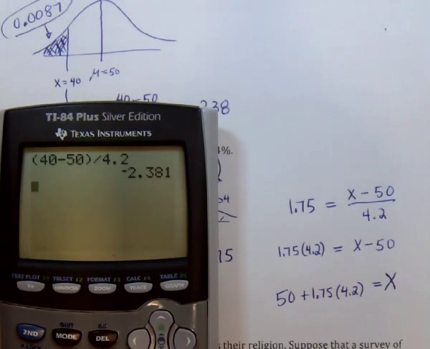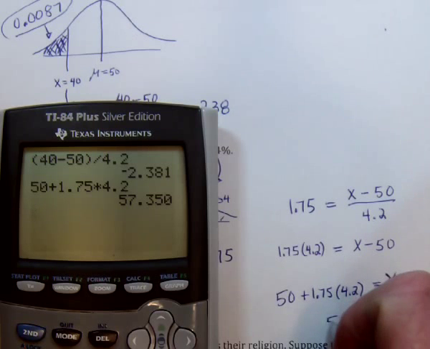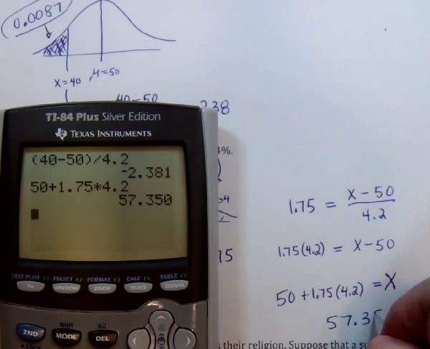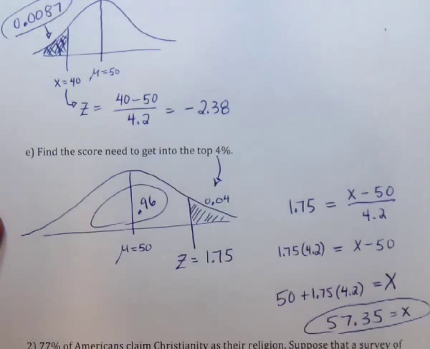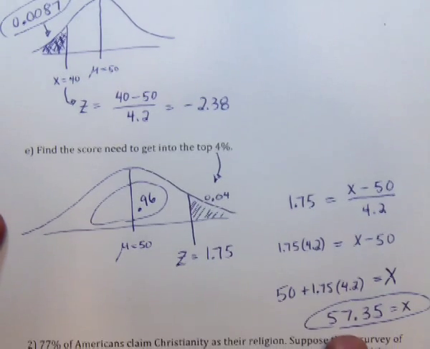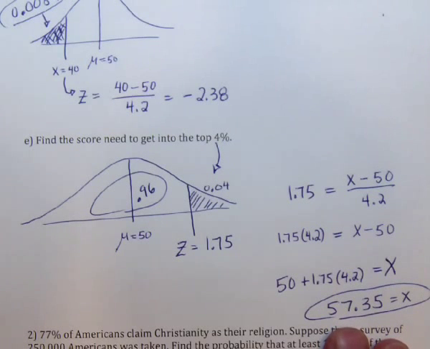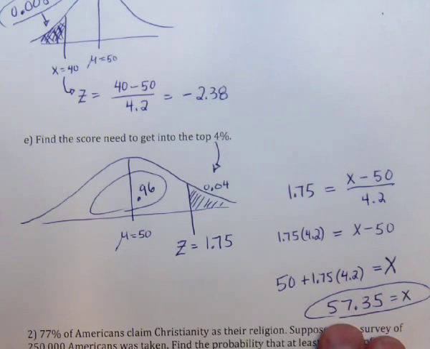So then that will be 50 plus 1.75 times 4.2. Or in other words, it's saying take the average of 50 and go 1 3/4 standard deviations to the right. And the score is 57.35. So whatever this situation was, that's the score you would need, a little bit over average, or a decent amount over average, in order to be in the top 4%.